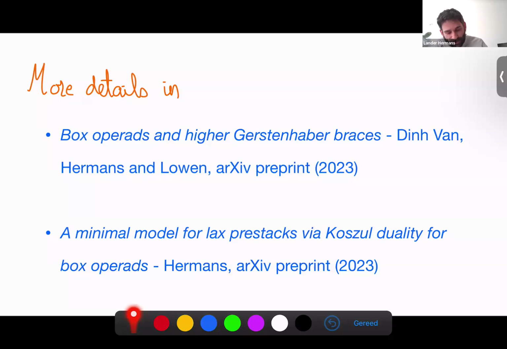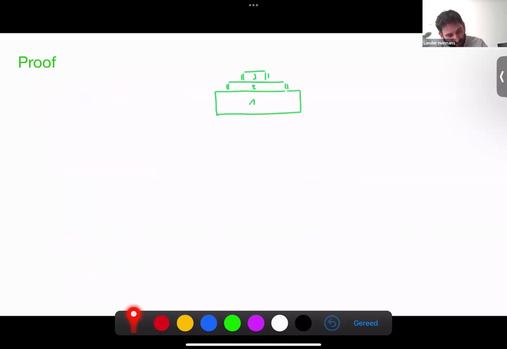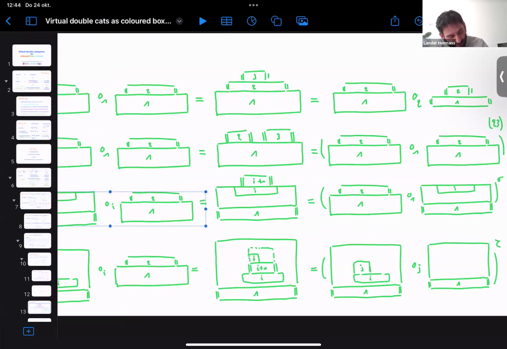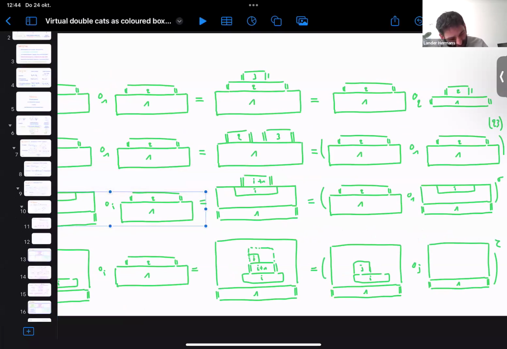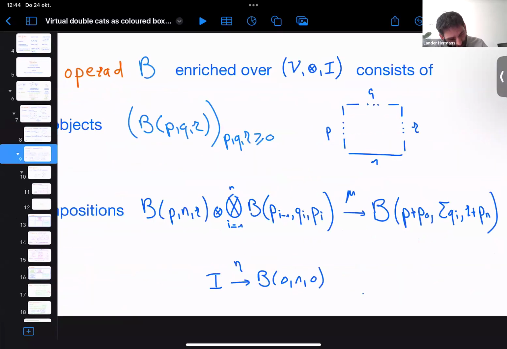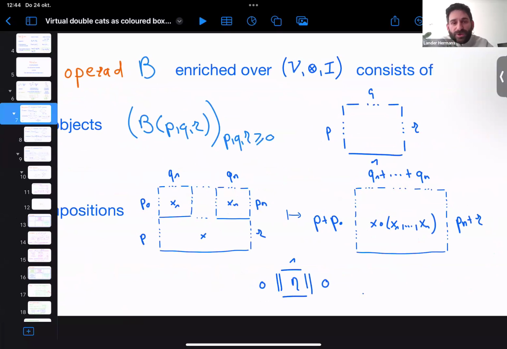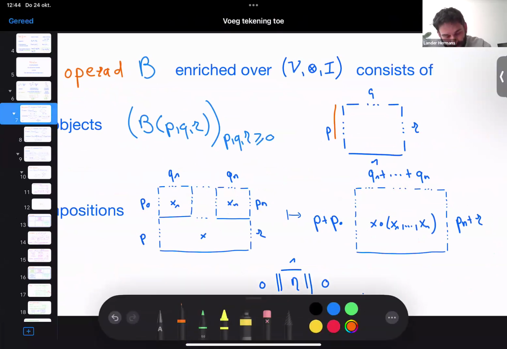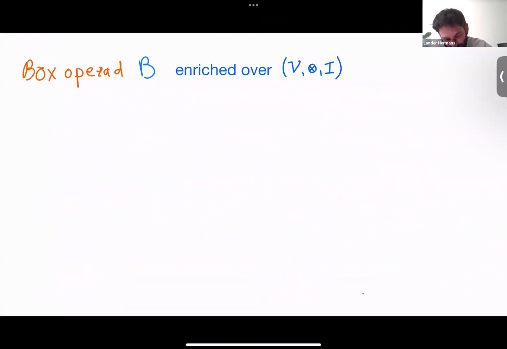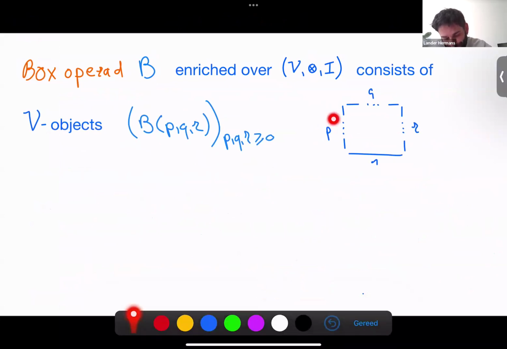Well, let me go to this definition of box operads here. In virtual double categories, you don't really take a P-simplex here. You would just take one vertical morphism, and when you compose them, you simply demand that the virtual double category already has in itself a composition of vertical morphisms.